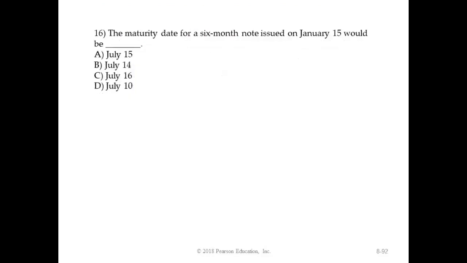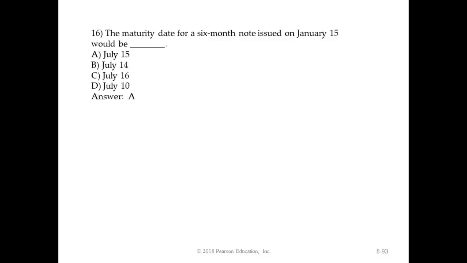Now, the maturity date of a 6-month note issued on January 15th would be, well, let's just count the months. February, March, April, May, June, July. This would be July 15th. 16 is A. And that's the case. So for maturity date, when you're looking at notes issued on a month basis, just use the old finger approach. It always seems to work for me.